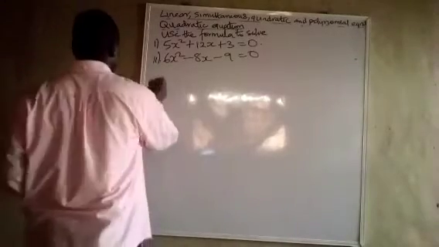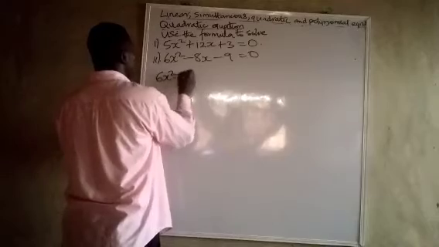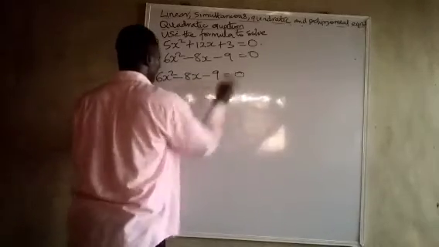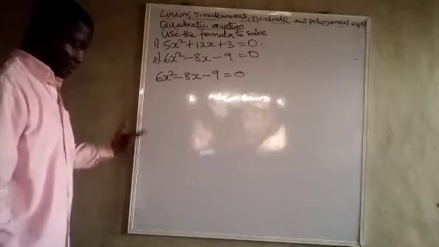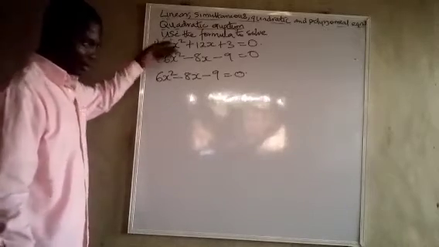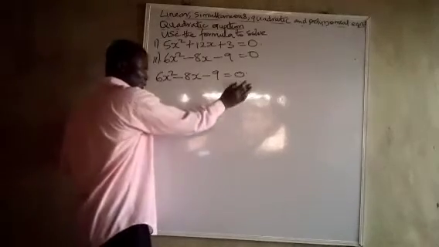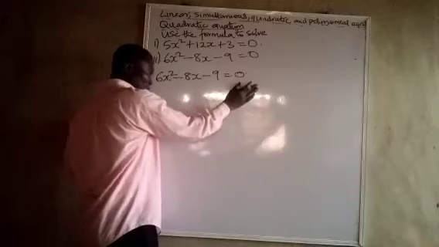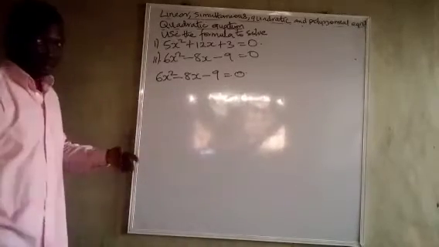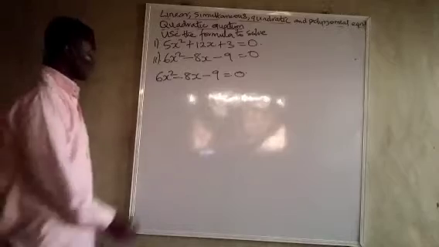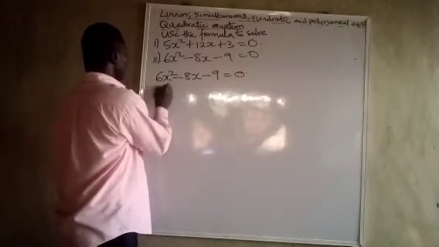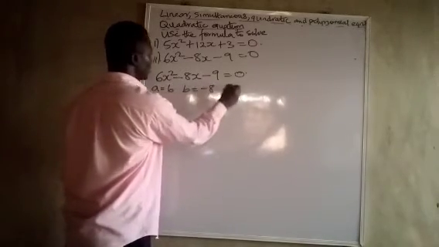Now the next one. We have 6x squared minus 8x minus 9 equals 0. Please, anytime you have any quadratic equation where you are asked to solve for x, you must equate everything to 0, please. Before you continue, you must equate it to 0. Except under completing the square method, you must equate everything to 0, either for factorization or for using the quadratic formula. Now, a is 6, b is minus 8, c is minus 9.